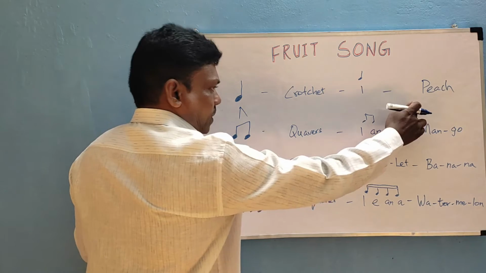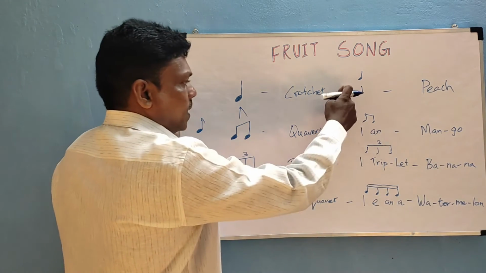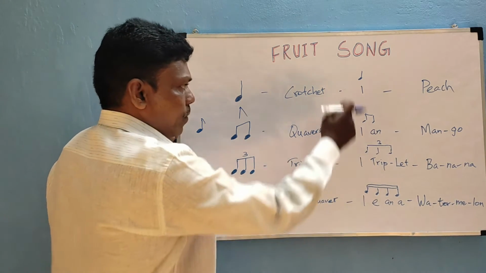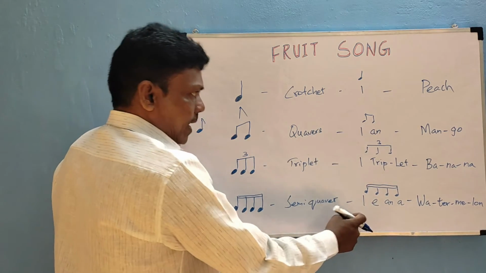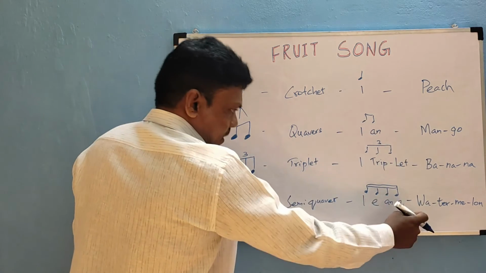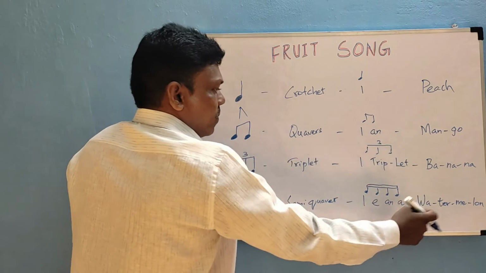So peach, mango, banana, watermelon. 1 and 1 triplet, 1 E N. 1 and 1 triplet, 1 E N. Peach, mango, banana, watermelon. Peach, mango, banana, watermelon.